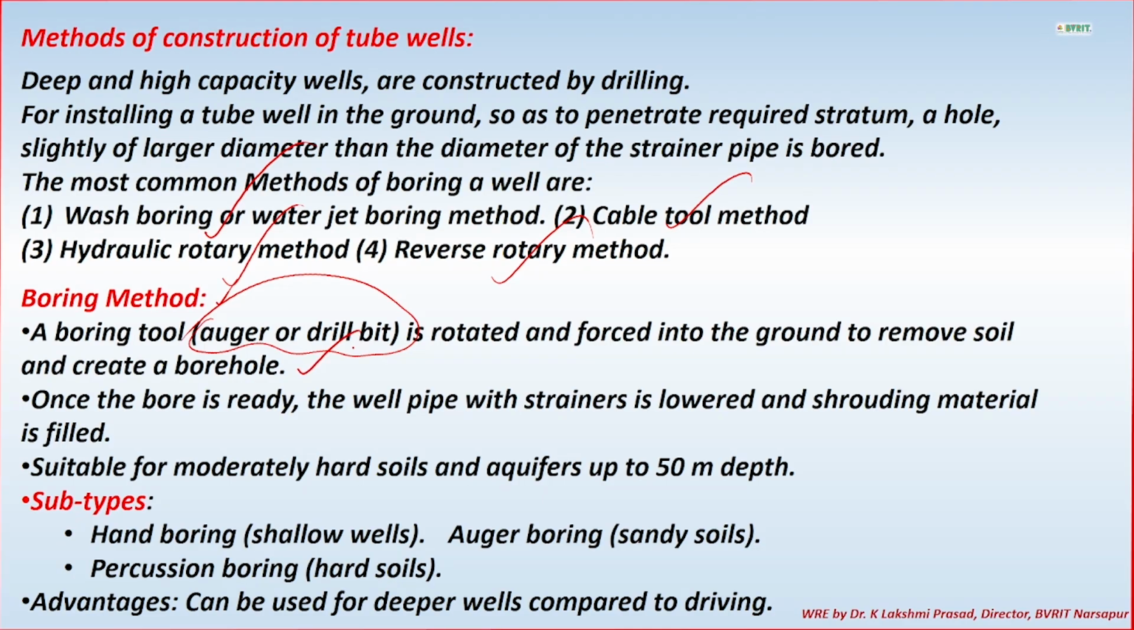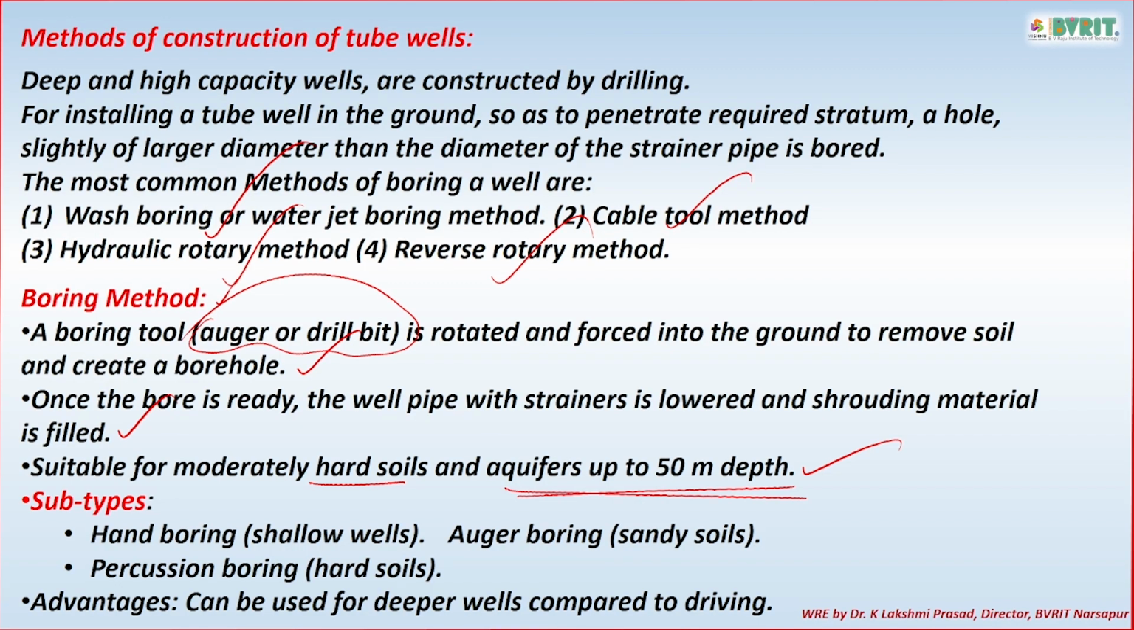Once the borehole is ready, a well pipe with the strainers is lowered and shrouding material is filled. Shrouding material is nothing but gravel pack. It is suitable for moderately hard soils and aquifers up to 50 meters depth. So this method is very good. Up to almost 150 feet, you can go with this boring method.